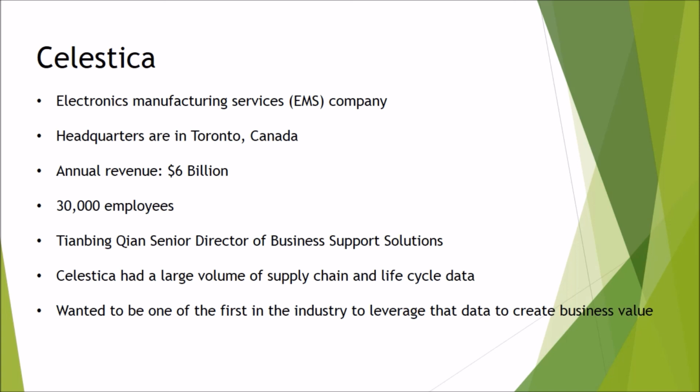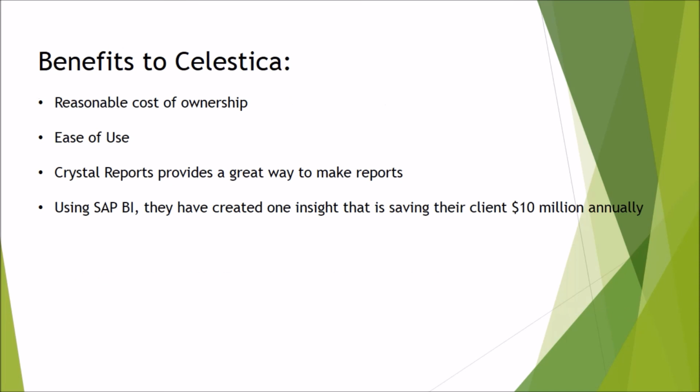He mentioned the following about SAP at Celestica. Celestica had a large volume of supply chain and lifecycle data, and they wanted to be one of the first in the industry to leverage that data in order to create business value. Benefits that he's seen at Celestica include a reasonable cost of ownership, ease of use, and their use of Crystal Reports provides a great way to make reports. By using SAP BI, they've created one insight that is saving their client $10 million annually.